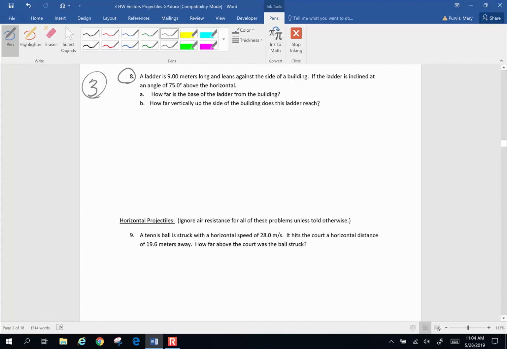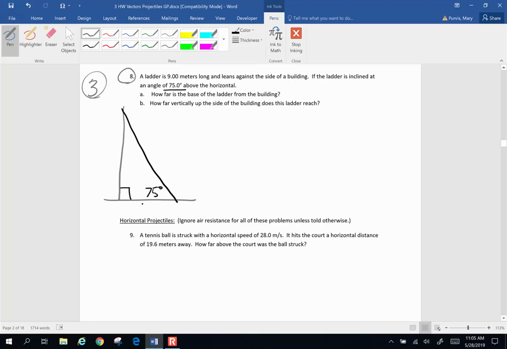Now this is stated a little differently than some of the others, but it really is basically just a vector component problem. So here is my ladder leaning against the side of the building. It's 75 degrees above horizontal. So here's my horizontal, and it's 75 degrees above that horizontal. Here is the right triangle.